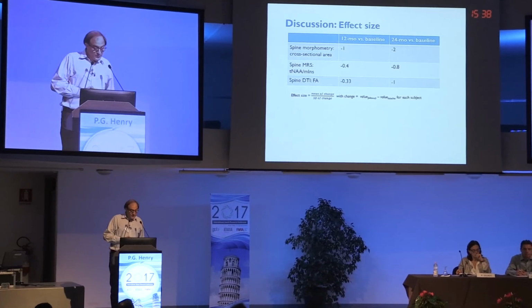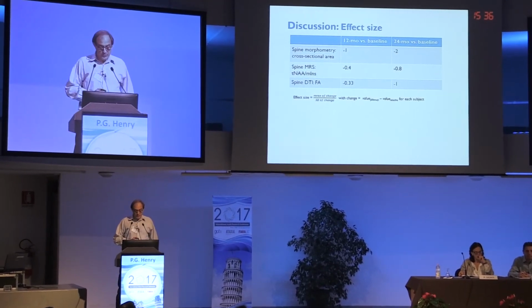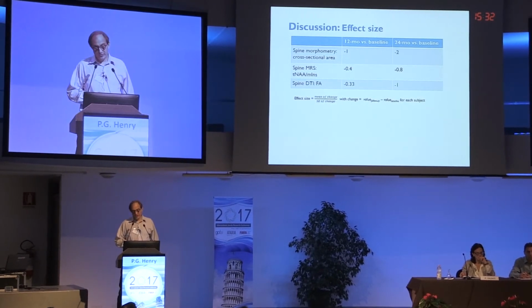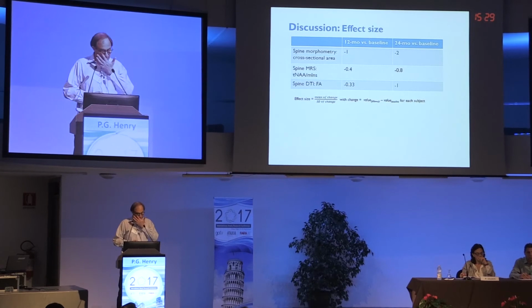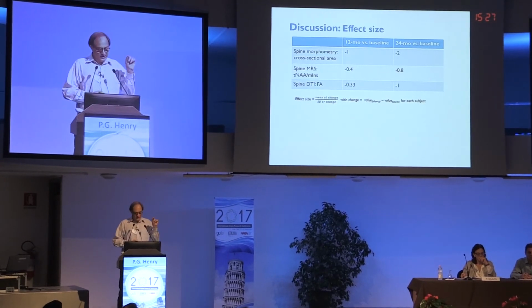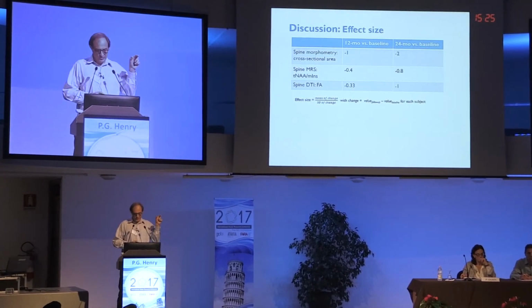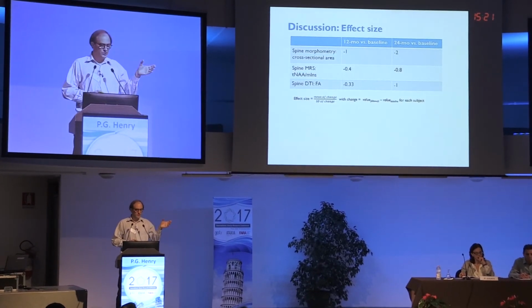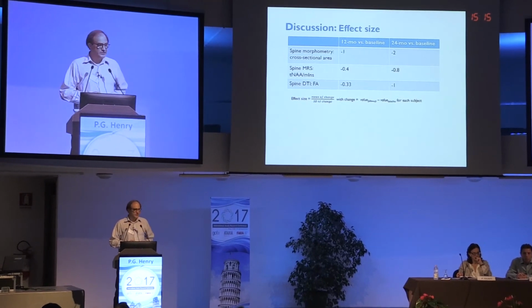And the spectroscopy and the spine diffusion have effect size around 0.3, 0.4 at 12 months and 0.8 to 1 at 24 months. To calculate the effect size, for each patient, we took the difference of the value at 24 months, for example, minus baseline, and then we took the average of the differences divided by the SD of the differences.